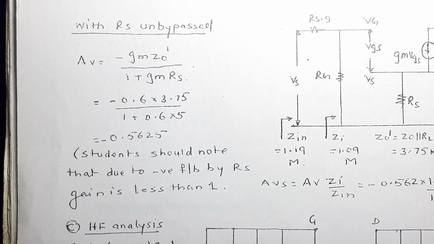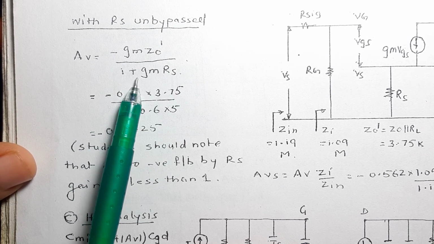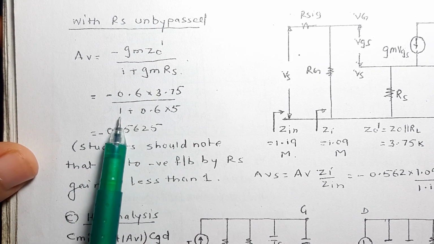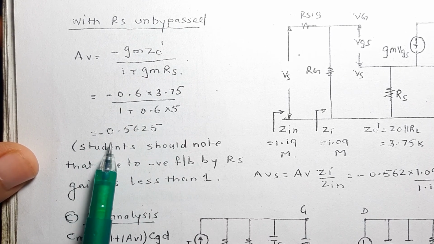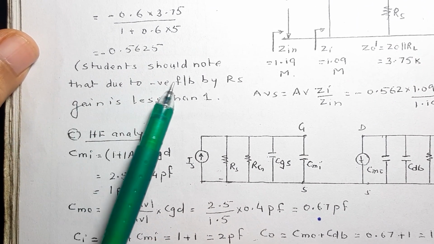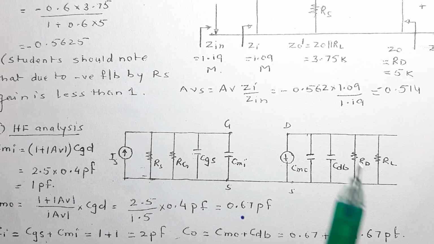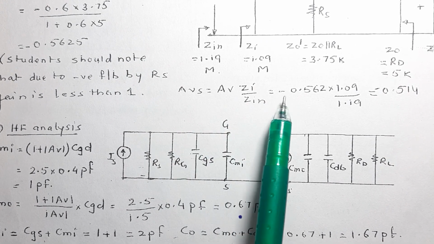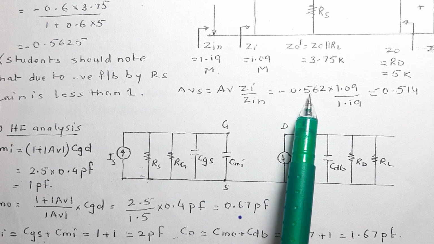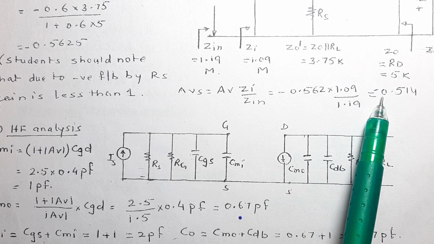Now with RS unbypassed, your AV turns out to be minus of Gm into ZO dash upon 1 plus Gm into RS, which is equal to minus of 0.6 into 3.75 upon 1 plus 0.6 into 5, which is equal to minus 0.5625. Here, students, you should note that due to the negative feedback by RS, the gain is less than minus 1. In this case, your AVS is calculated as AV into Zi by Zin, which is equal to minus of 0.562 into 1.09 upon 1.19, which is equal to minus 0.514.